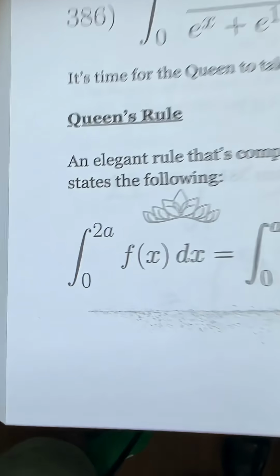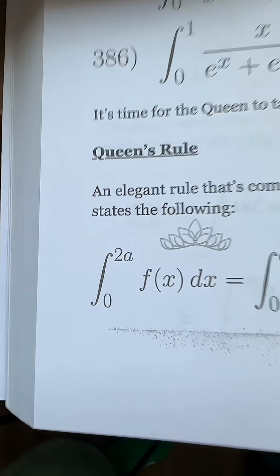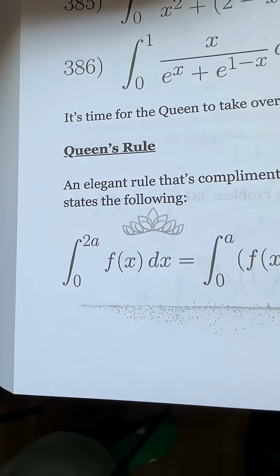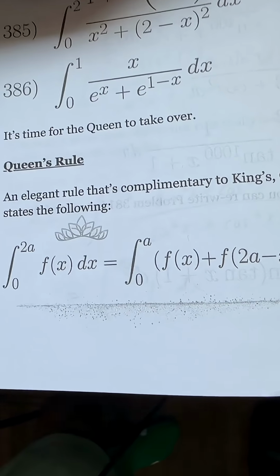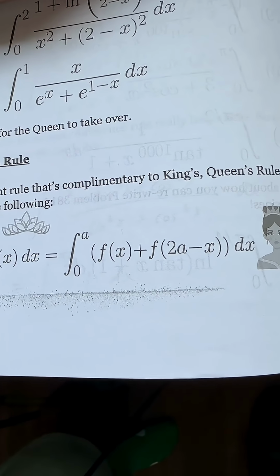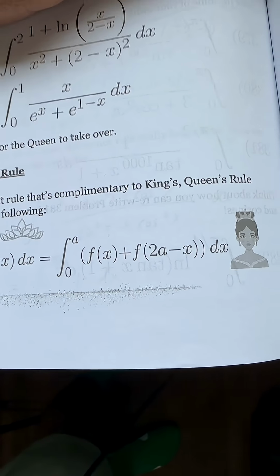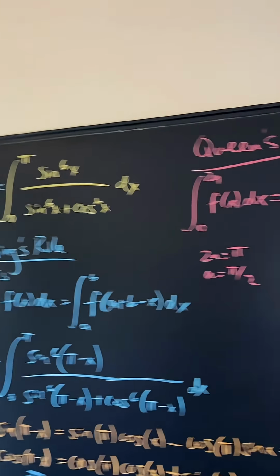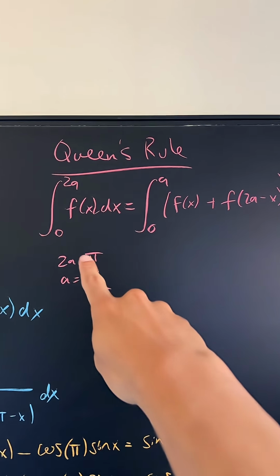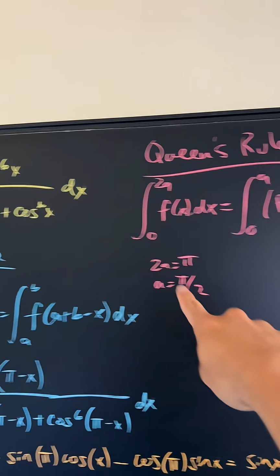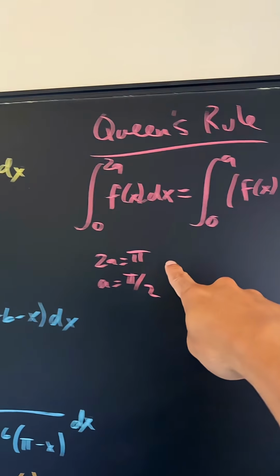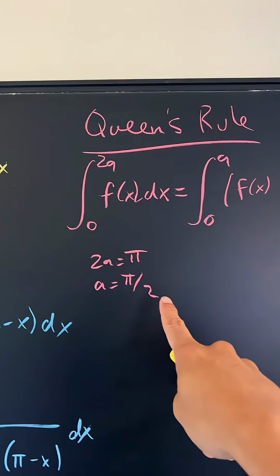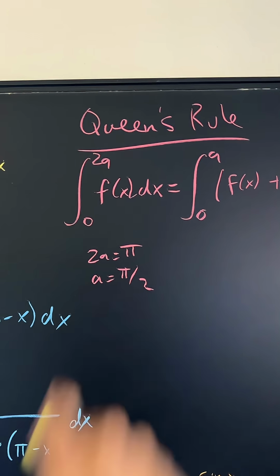King's rule tells us that the integral from 0 to 2a, so note it's double the parameter on the upper parameter there, is equal to the integral from 0 to a of f of x plus f of 2a minus x. So let's go ahead and apply this to that particular integral. In this case, our a value is 0, and then our upper parameter 2a is equal to pi, because that's what we have right there. So we divide it by 2, and that's going to be pi over 2 for our a.